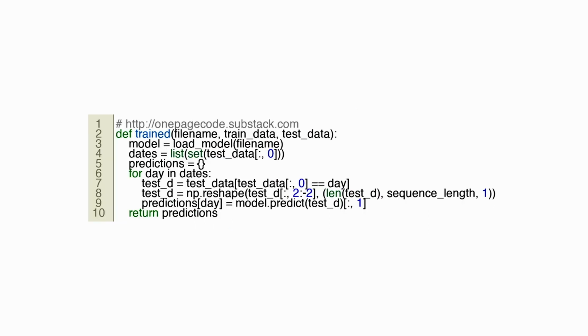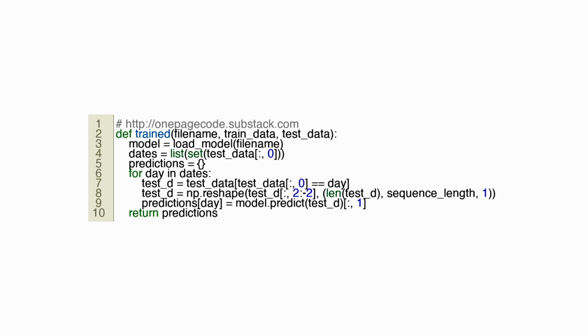This code is a function that takes in 3 parameters, a file name, training data, and test data. The first step is to load a pre-trained model using the file name provided. Then, the code creates a list of unique dates from the test data. Next, it creates an empty dictionary called predictions. The code then iterates through each date in the list of dates.